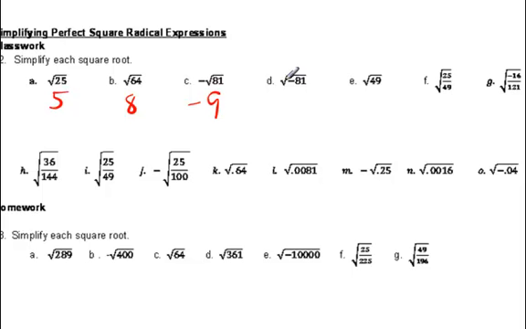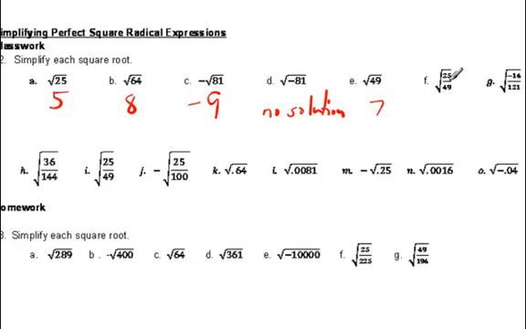All right. D, when I have the square root of negative 81, it's no solution. There is no number times itself that is negative. If it was negative 9, what's negative 9 times negative 9? Positive 81. It's impossible. Positive times positive is positive. Negative times negative is positive. You only have negative times a positive or positive times a negative, and those aren't the same.